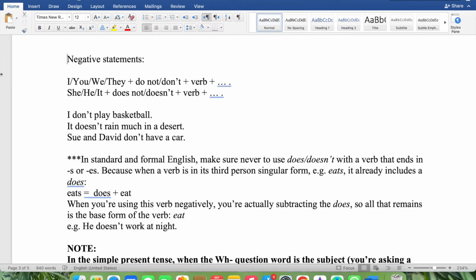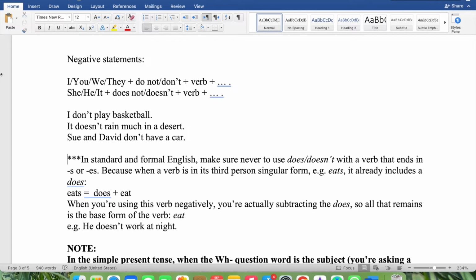Moving on to negative statements. The subjects I, you, we, they use do not or don't plus the simple form of the verb. Third person singular subjects she, he, and it use does not or doesn't plus the base form of the verb. For example, I don't play basketball. It doesn't rain much in a desert. Sue and David don't have a car.